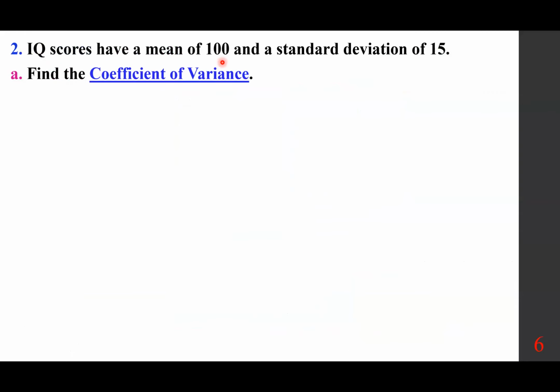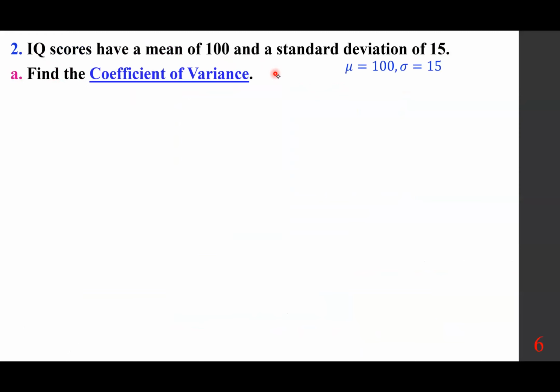IQ scores have a mean of 100 and a standard deviation of 15. Find the coefficient of variance. So first and foremost, you're dealing with a population where mu is 100, sigma is 15. How do you know it's a population? Because it doesn't mention a specific size, a sample size. So it pertains to the whole.